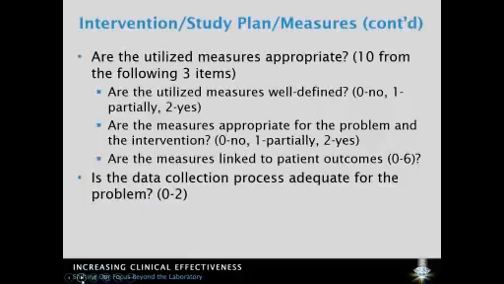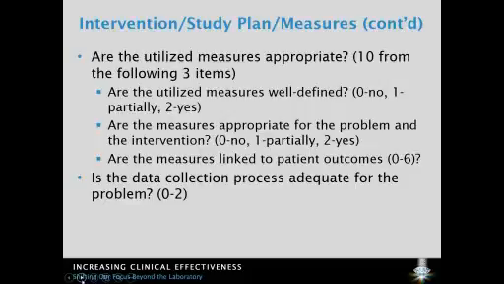Furthermore, in the intervention study plan measures section, you need to talk about the utilized measures, and the judgment is, are they appropriate? And so there'll be a total of 10 points. This is huge because we're looking for measures of direct patient outcomes. So some of the smaller points are: are the utilized measures well defined? And are the measures appropriate for the problem and the intervention? Measuring something that has no linkage to the intervention, whether it's an unintended consequence or a direct causative factor, but measuring something that's inappropriate, there's no points for that.